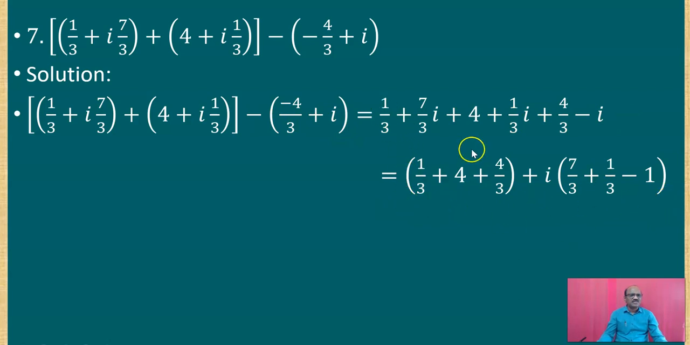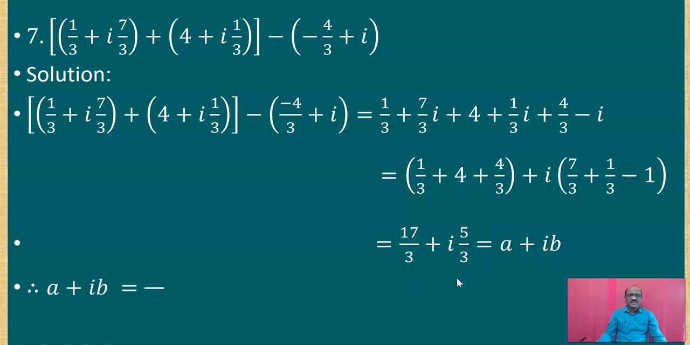Then you will get 1/3 + 4 + 4/3 + i(7/3 + 1/3 − 1), and then simplify it. You will get 17/3 + i(5/3), that is equal to a + ib. Therefore a + ib is equal to 17/3 + i(5/3).